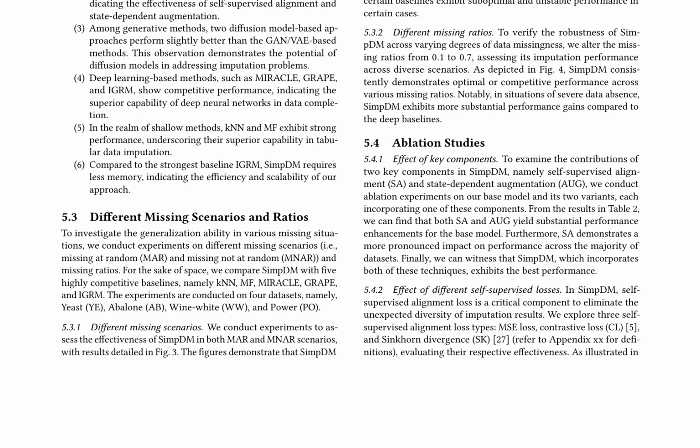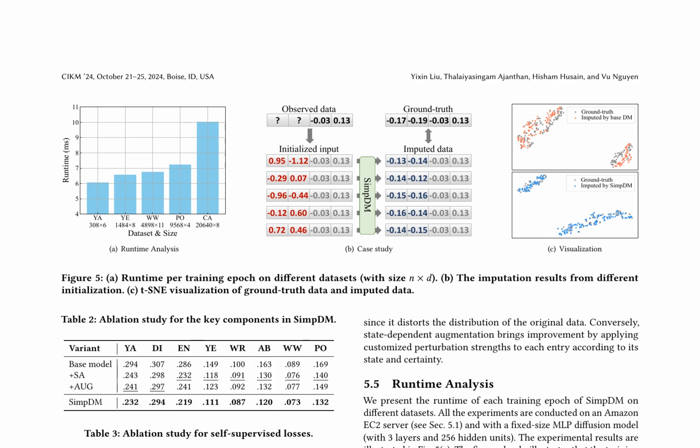The results show that both self-supervised alignment and state-dependent augmentation yield substantial performance enhancements for the base model. Among the self-supervised alignment losses, the mean squared error (MSE) loss attains the optimal results on 7 out of 8 datasets and exhibits competitive performance on the remaining 1. State-dependent augmentation also brings improvement, demonstrating the effectiveness of this strategy.